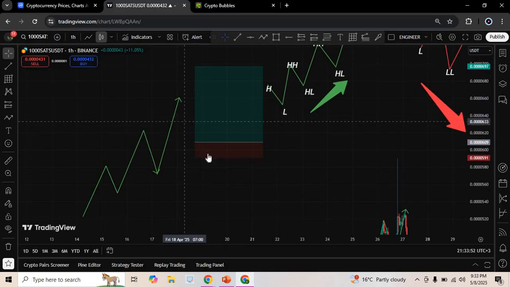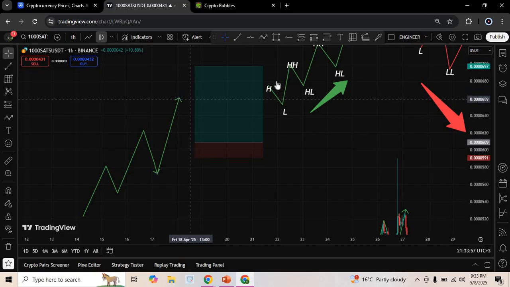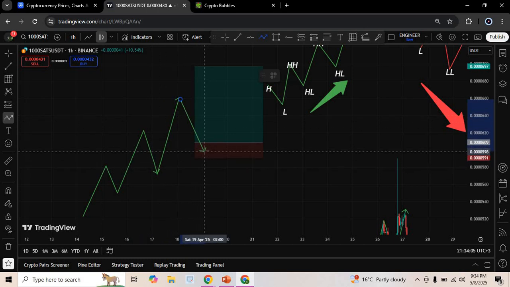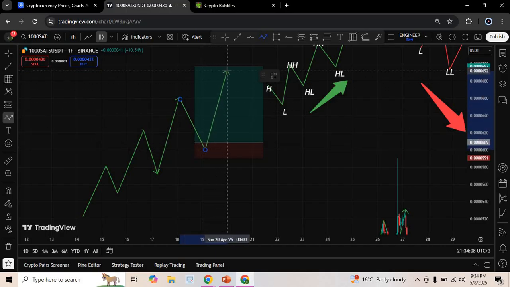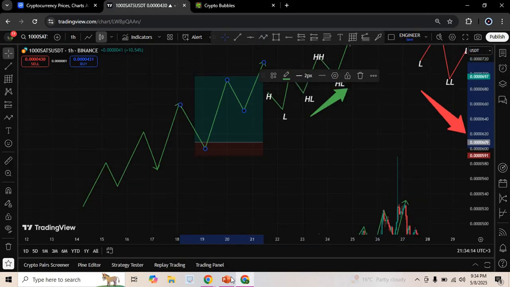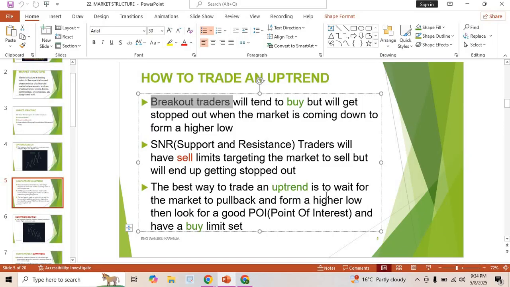As the market, remember, we are setting a buy limit. Why? Because you are buying at a price lower than the current market price. As the market is coming down to form a higher low, a low that is definitely higher than this, then you'll be triggered in and the market will continue to form a higher low all the way to your take profit. No wonder we are saying the best way to trade an uptrend is to wait for the market to pull back and form a higher low, then look for a good POI and have a buy limit set. A buy limit because we are buying at a price lower than the current market price.